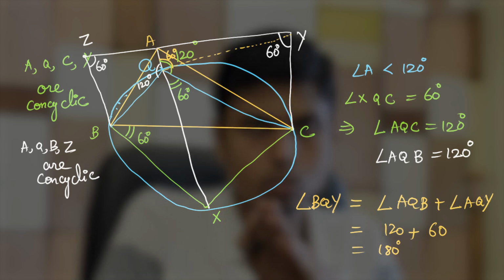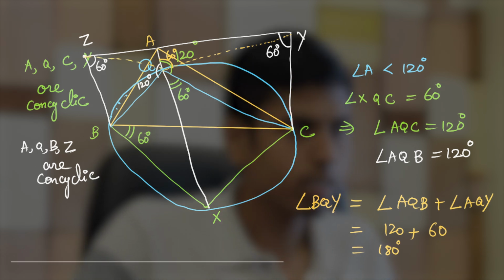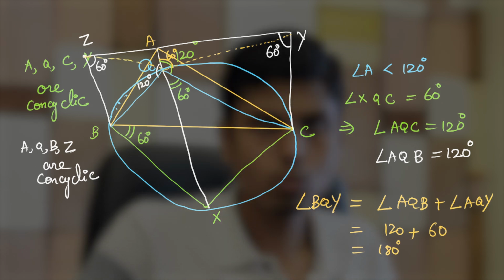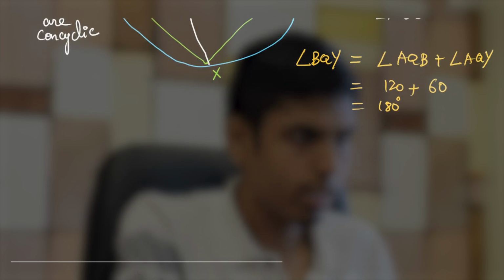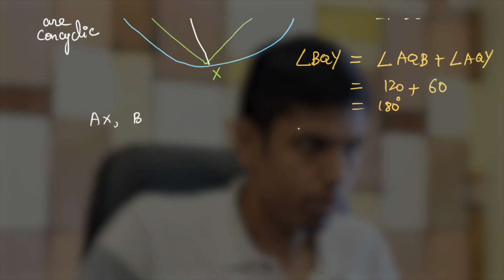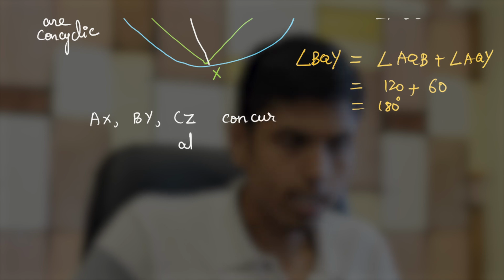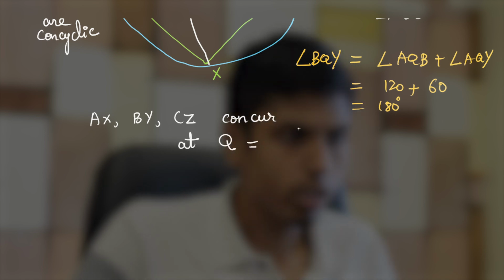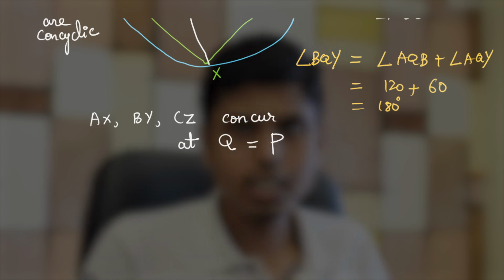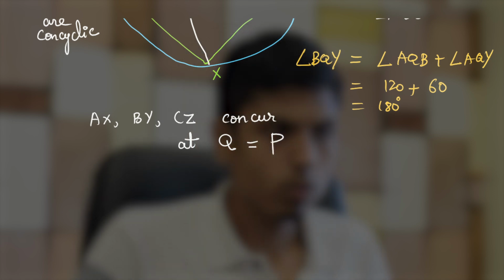So BY passes through Q and similarly, CZ also passes through Q. Thus, we can say that AX, BY, CZ concur at Q. So this point is regarded as P in the question. But now, coming to the lengths, how are the lengths related?